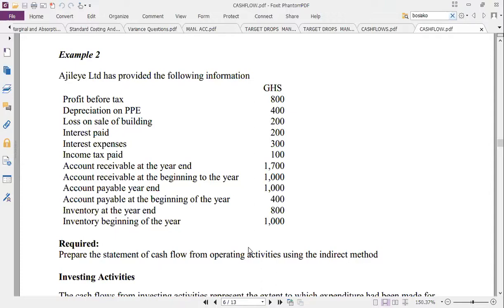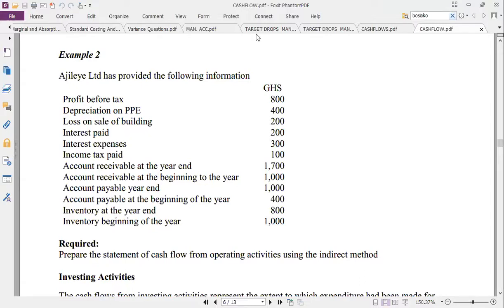So there's profit before tax there. There was depreciation on PPE, loss on sale of building, interest paid, interest expense, income tax paid, account receivable. All of them are the year-end balance. So now let's practice the game.